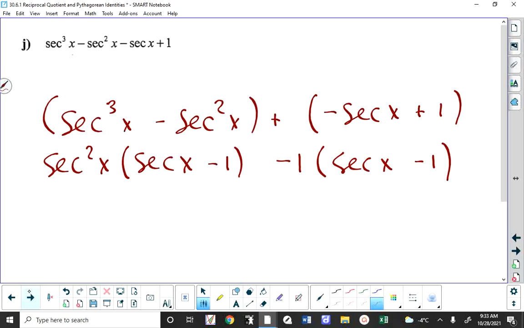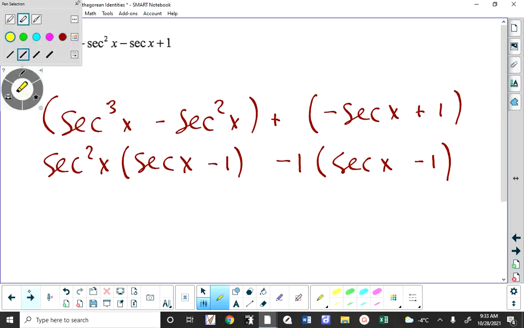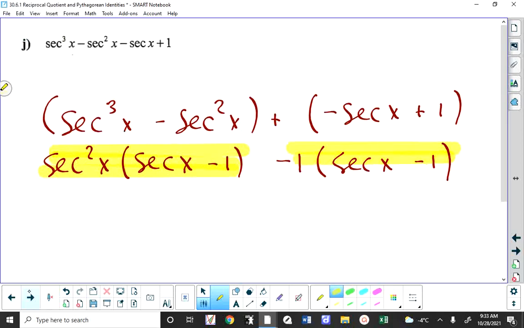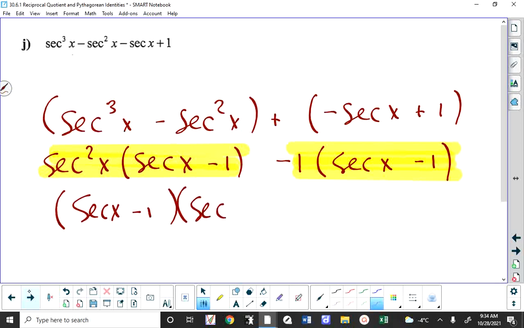And now what you've done, it's kind of an interesting way to look at things. Now what you've done is you've gone from something that has 4 terms to something that has 2 terms. This is a single term, minus this, which is a single term. And there's something they have in common. They have a secant of x minus 1, so I can factor that out. And be left with secant squared of x minus 1.